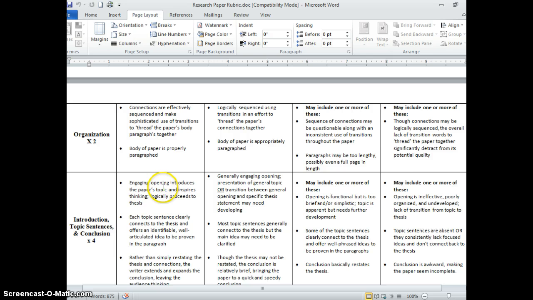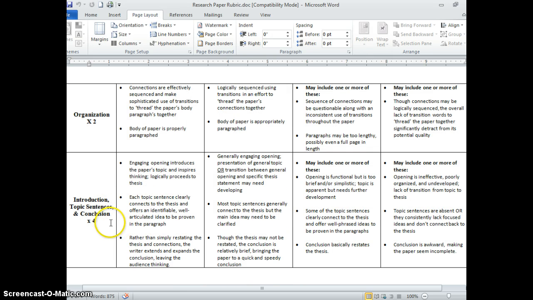Okay. The next part would be introduction, topic sentences, and conclusion. Again, I've showed you some samples of introduction. The papers that have been sent to me look like they've read the examples and have done a really good job of introducing the author and what this paper will be about.